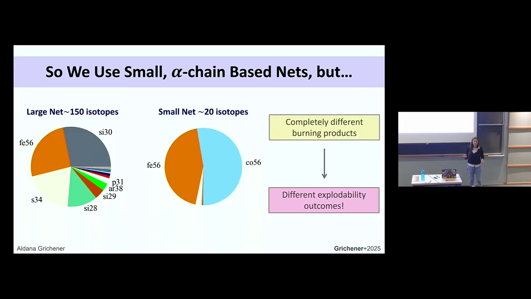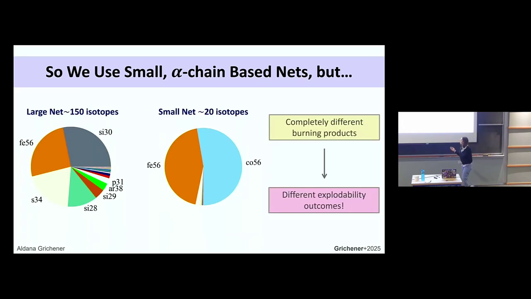But you can see over here, if we look during silicon core burning, then giving the same initial conditions to a large network and a small network and evolving for the same time gives us completely different nucleosynthesis yields. And these nucleosynthesis yields would affect the burning that occurs in these phases that can lead to completely different explodability outcomes. So actually using these small networks to study massive stars in the latest phases that lead to core collapse supernova is not good enough for our needs.